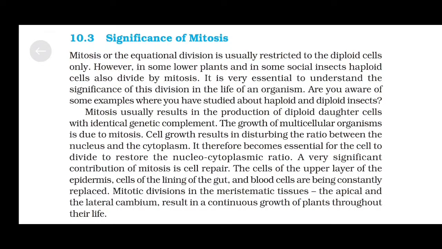Are you aware of some examples where you have studied about haploid and diploid insects? Mitosis usually results in the production of diploid daughter cells with identical genetic complement. The growth of multicellular organisms is due to mitosis.